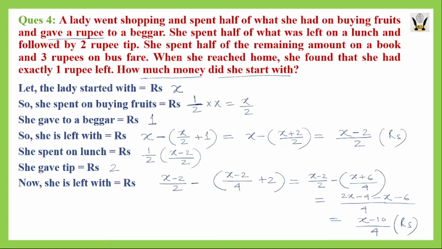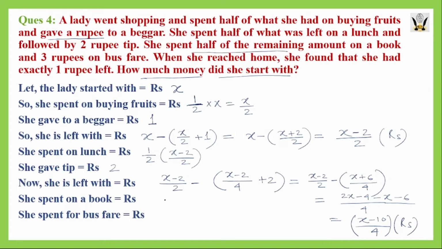After that, she spent half of the remaining amount on a book and 3 rupees on bus fare. So this much amount she is left with now. This is the remaining amount, and from that she spent half of the remaining amount on a book. So how much did she spend on a book? Half of the remaining amount. Remaining amount means x minus 10 divided by 4, this many rupees. And after spending on that book, she also had to spend 3 rupees on bus fare, so 3 rupees.